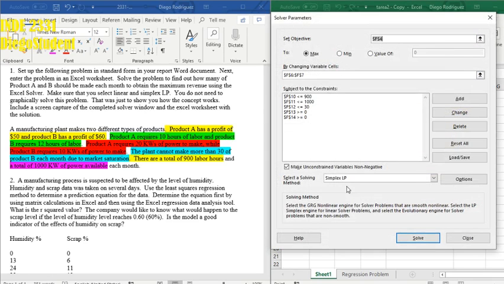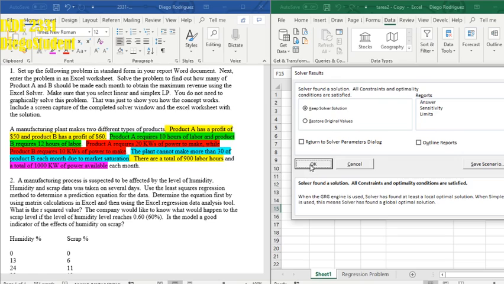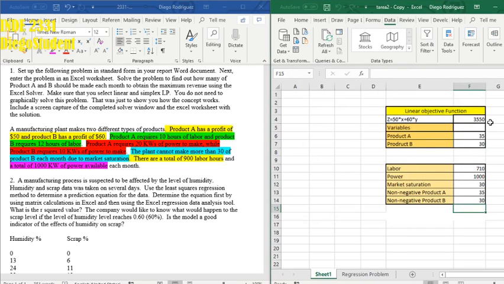We already checked the linear objective function right here. We already set the variables, and we already set the constraints. We just need to press solve. Okay, and there you go. So we found the profit. The profit is going to be $3,550 only if you make 35 products for product A and 30 for product B.